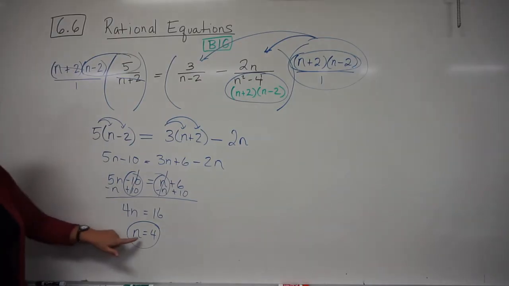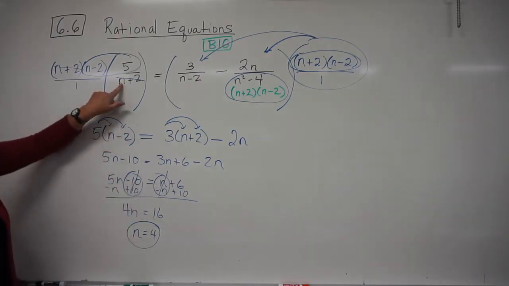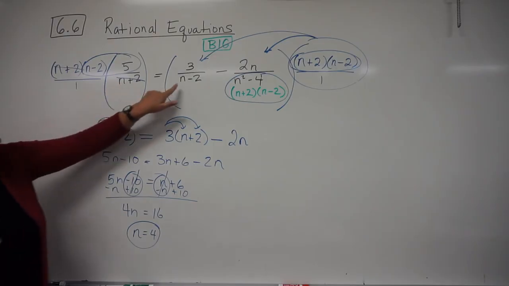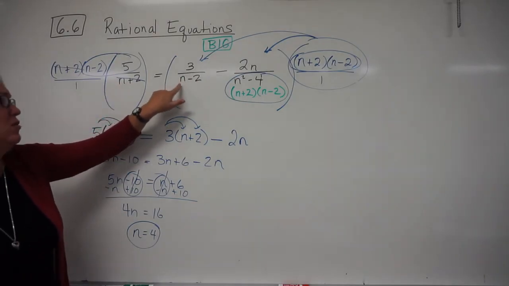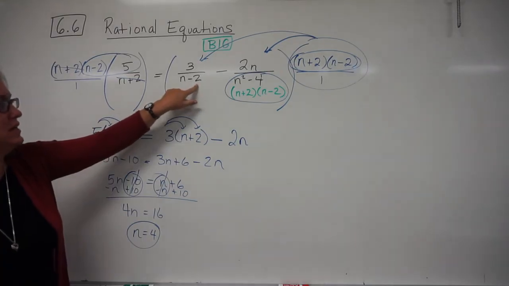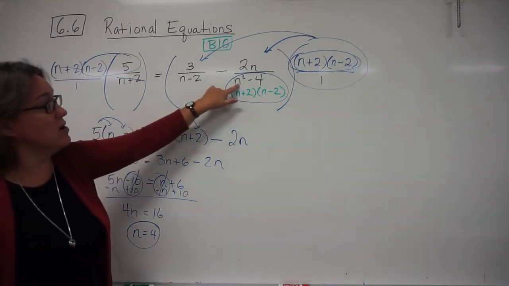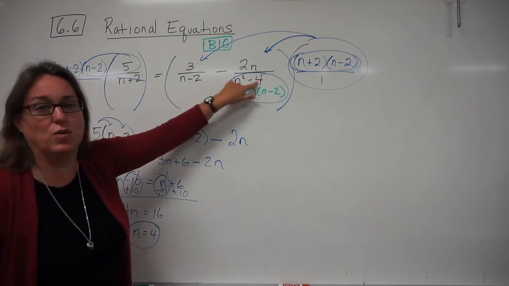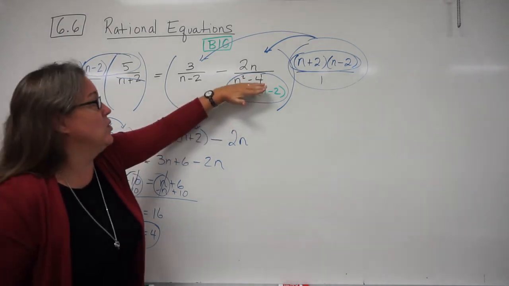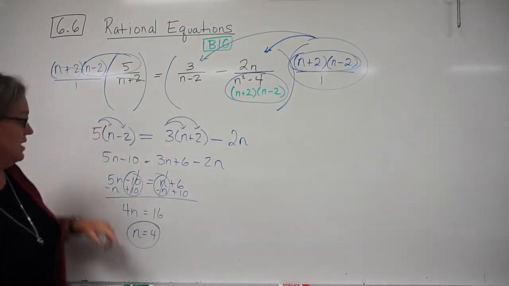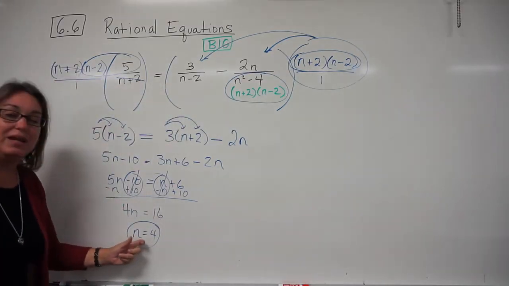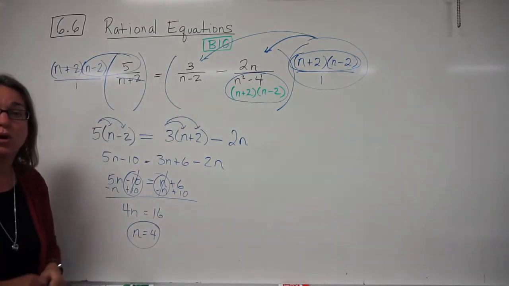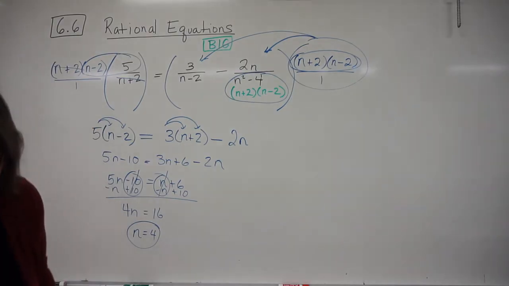Always, though, with this type of problem, you need to think, if I plug 4 in here, does that give me a 0? No. Does it give me a 0 on the bottom here? No. 4 minus 2 is 2. That's good. Does it give me a 0 here? No, because 4 squared is 16, and 16 minus 4 is 12. So we're good. We don't get 0 in any of the denominators if we plug in the answer we got. So we're going to accept that answer.